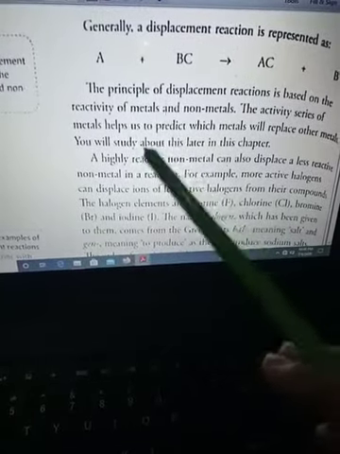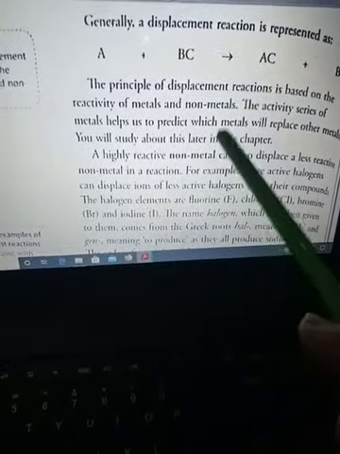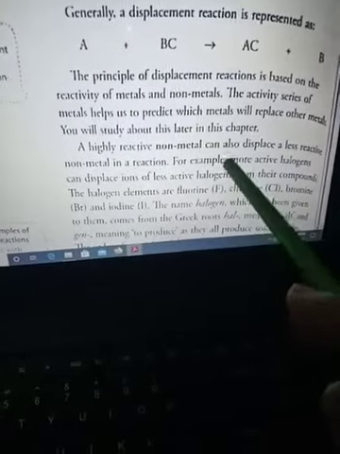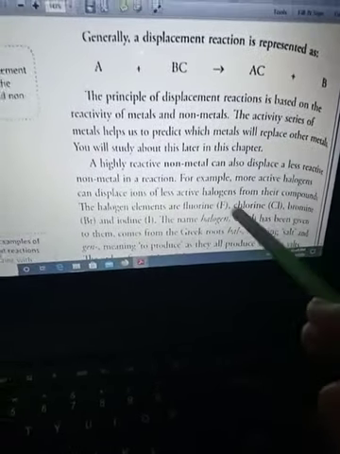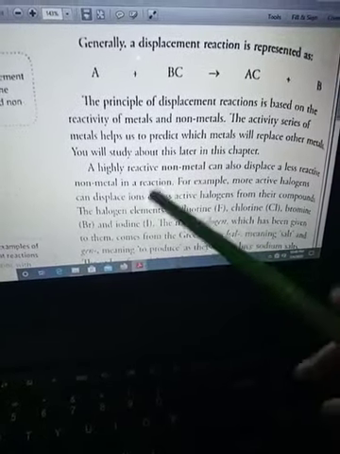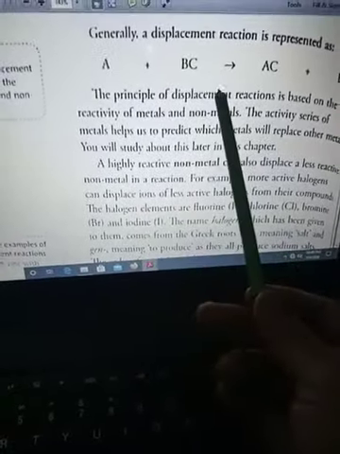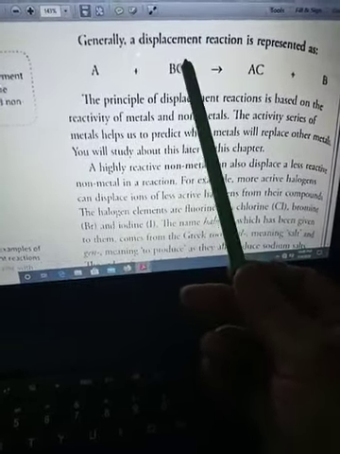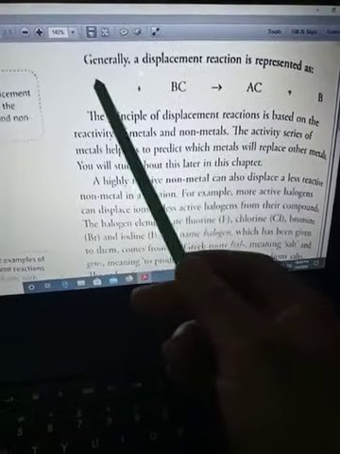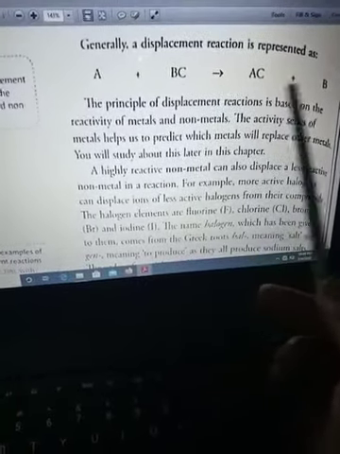So we came to know that a displacement reaction is a reaction in which a more active metal will displace a less reactive metal. That is a displacement reaction, or we can simply call it a substitution reaction as well. So the general equation of a displacement reaction is represented as A plus BC. Over here, B will be removed and replaced by A, so it will become AC plus B.